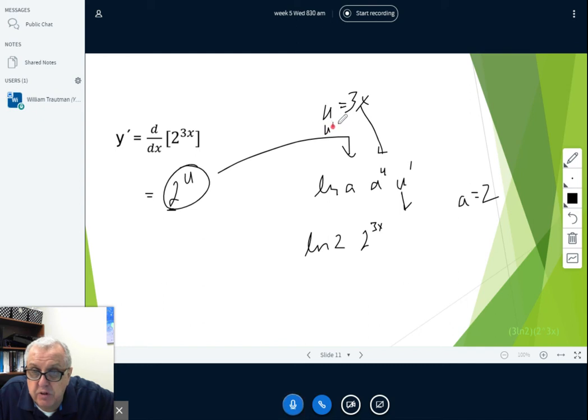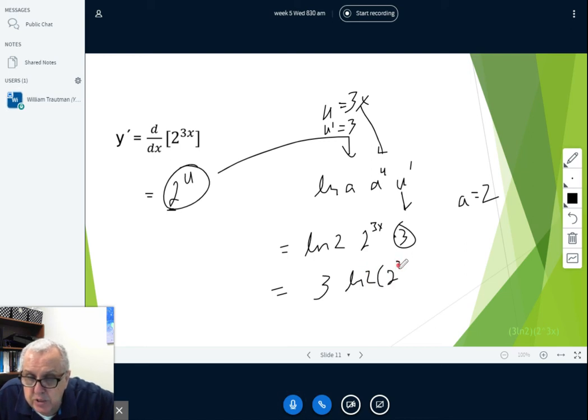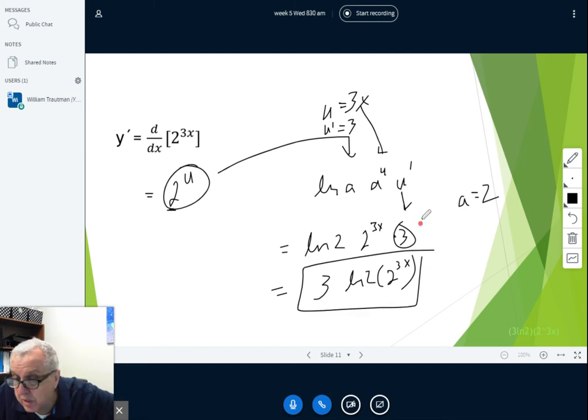And we haven't found the derivative of u yet, but the derivative of u is 3. So finally, once again, you put that multiplying 3 out in front: 3 ln 2 times 2 to the 3x power. And that's how I would answer the question.